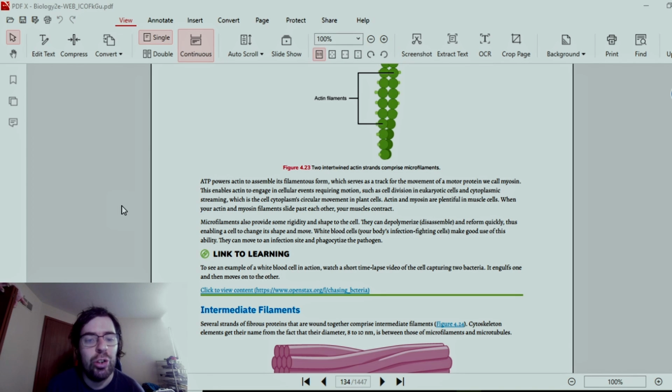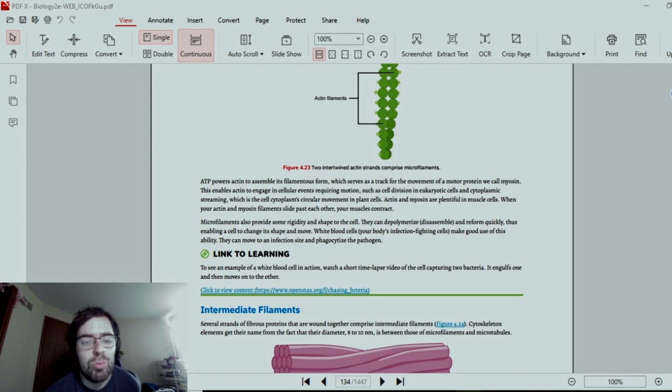This enables actin to engage in cellular events requiring motion, such as cell division in eukaryotic cells and cytoplasmic streaming, which is the circular movement of cytoplasm in plant cells. And if you recall, I think we briefly went over the differences between animal and plant cells, that they can and do differ quite a bit. Now, where were we? Actin and myosin are plentiful in muscle cells. When your actin and myosin filaments slide past each other, your muscles contract, basically anytime you move.